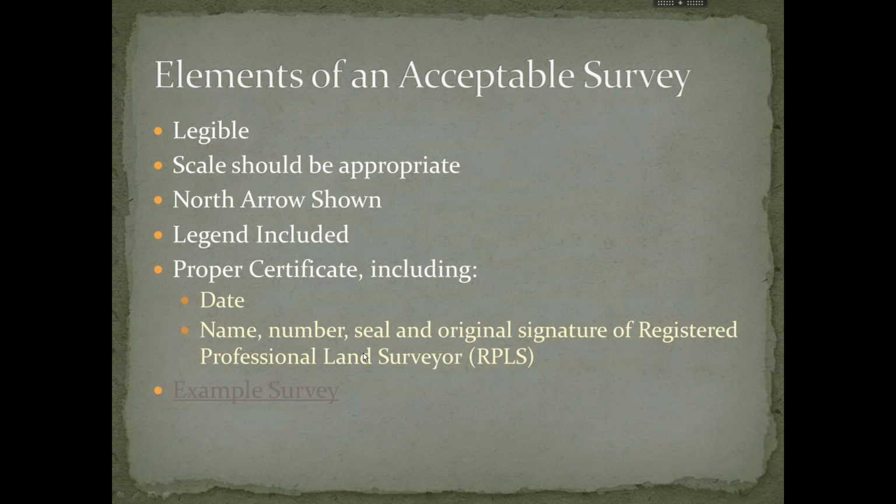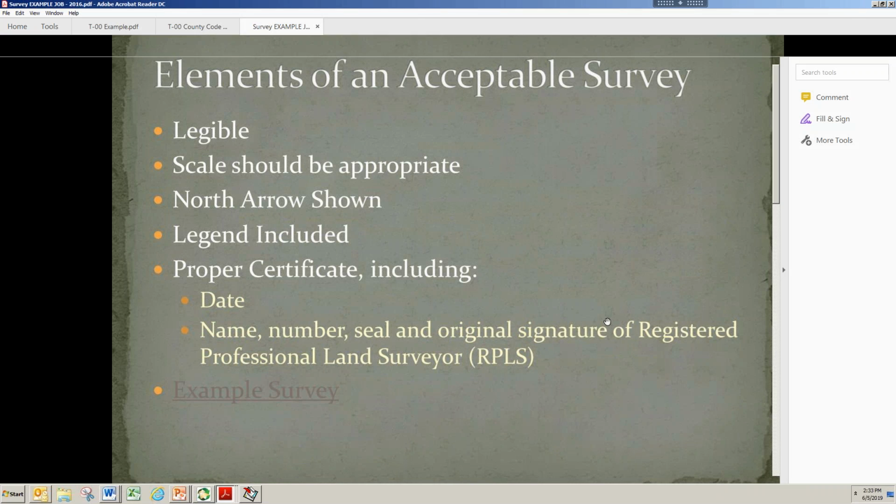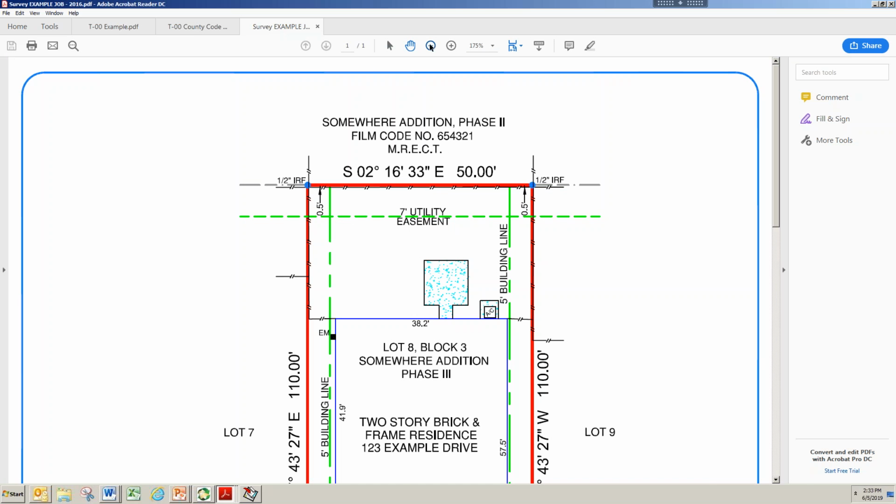The survey needs to have a proper certificate. It needs to include the date, the name, the number, the seal, and the original signature of a registered professional land surveyor, or RPLS. So the RPLS number is really what that is, registered professional land surveyor number. So let's look at an example survey and show you exactly what I mean by some of the requirements for this.